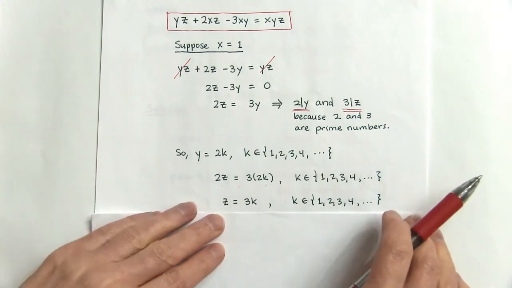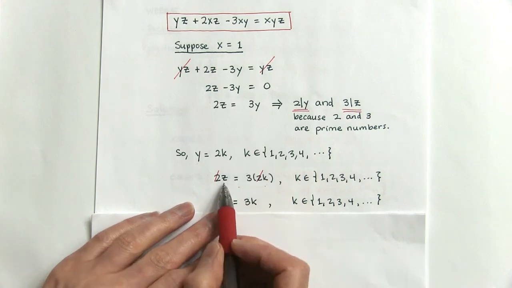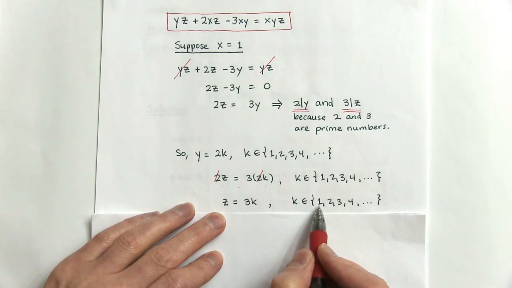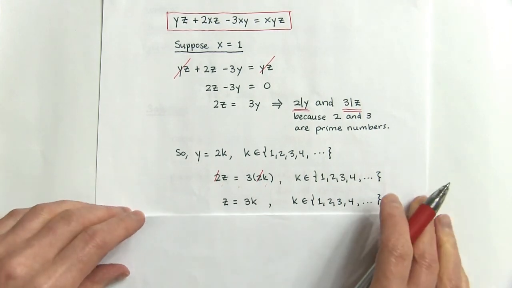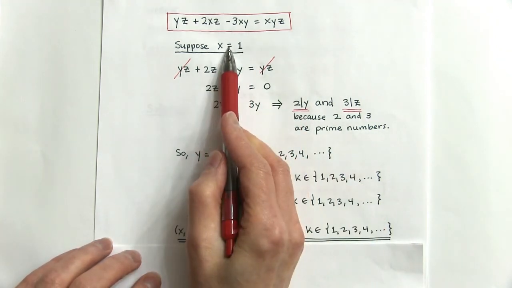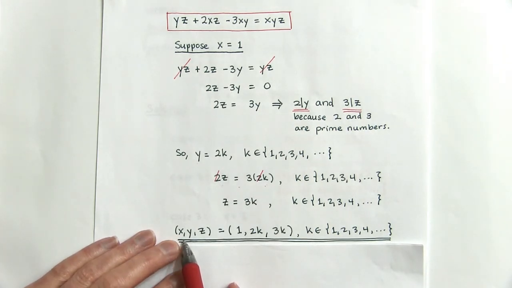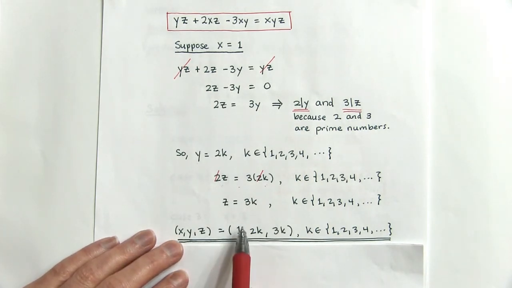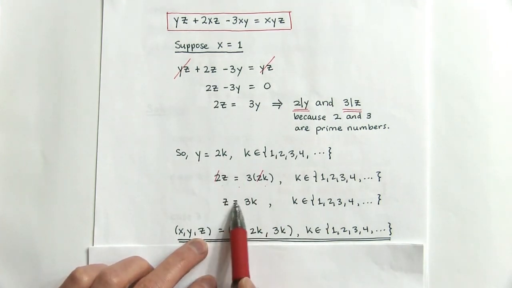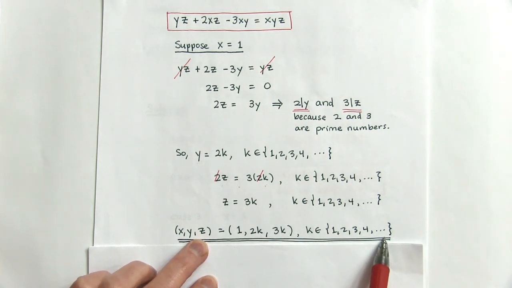And then dividing both sides of this equation by 2, we see that we have solved for z. And z is 3k, where k is any positive integer. And so in the case when x is 1, the solution of triples x, y, z is 1 for x, 2k for y, and 3k for z, where k is any positive integer.